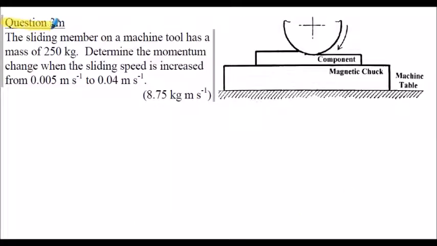Question 3M, a sliding member on a machine tool has a mass of 250 kilograms. We've got to determine the momentum change when the sliding speed is increased from 0.005 meters per second to 0.04 meters per second. It's just a question of working out the change in momentum, so work out the initial momentum and then the final momentum and take one from the other to get the change in momentum. The answer is shown here in the bracket, so I'll encourage you to attempt this question. Full solution shown on the following slide.